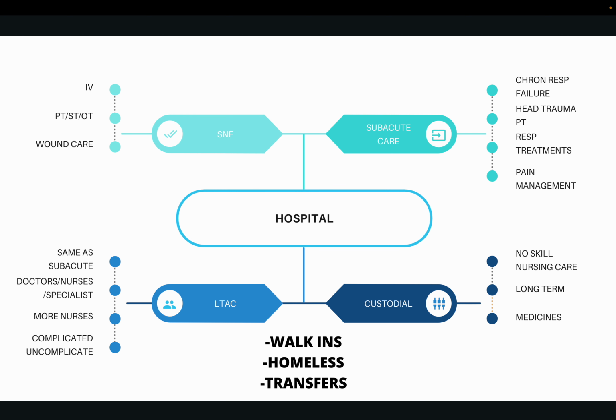And usually the patients that are in a subacute level are patients that are stable. They are very stable, but they are still complicated. For example, a patient that has chronic respiratory failure and has a tracheostomy, a G-tube, a GJ tube, needs constant respiratory treatments, is on pain management.